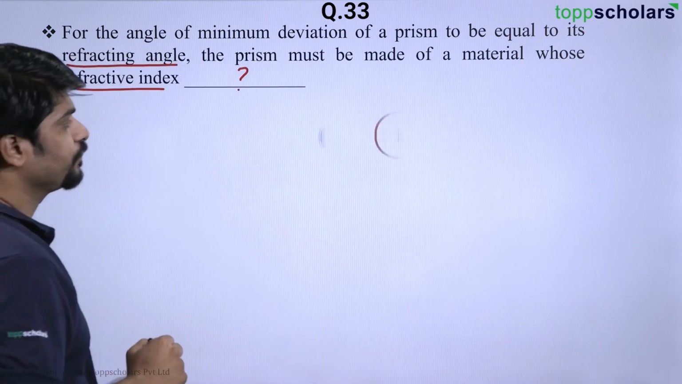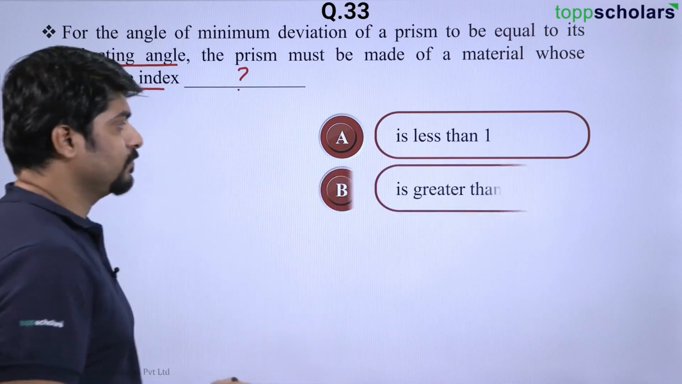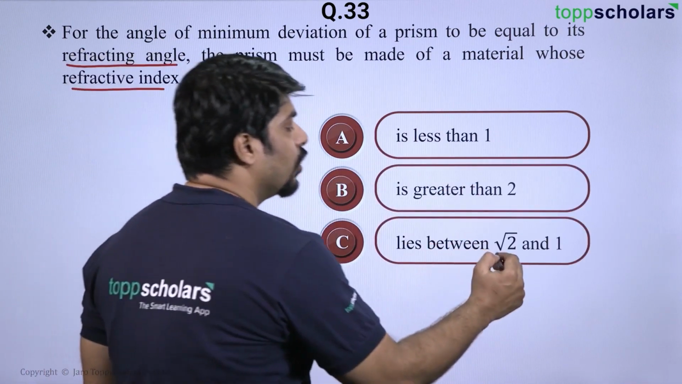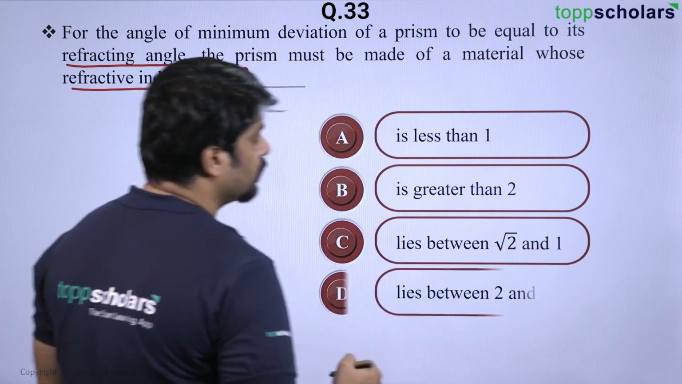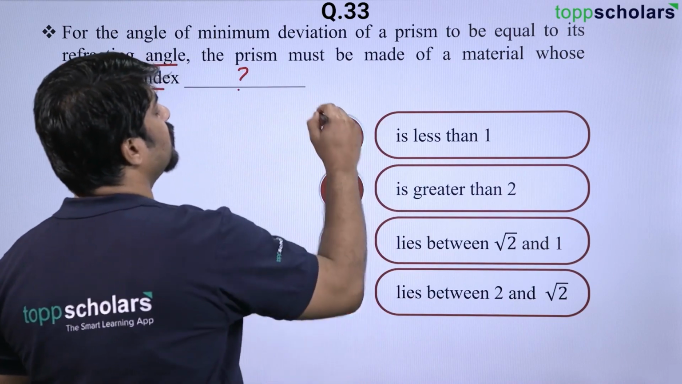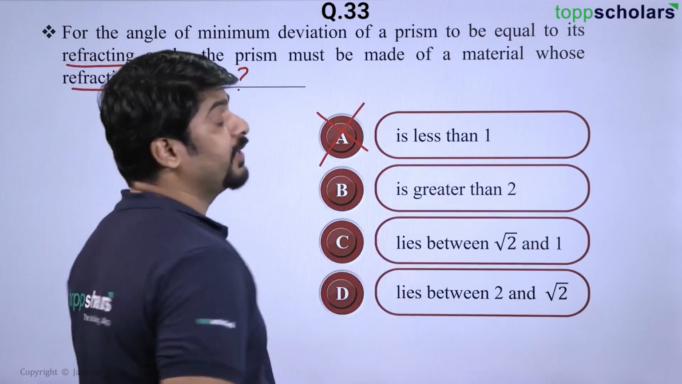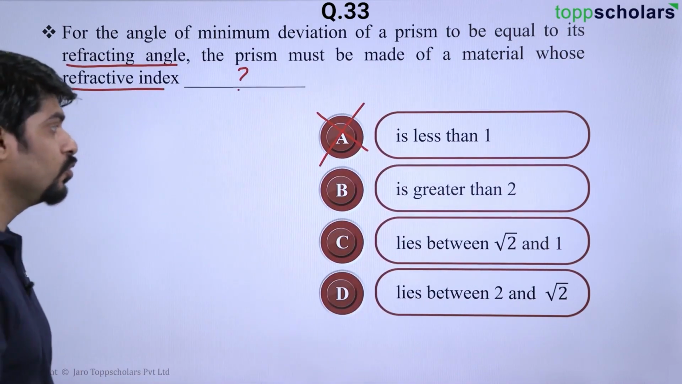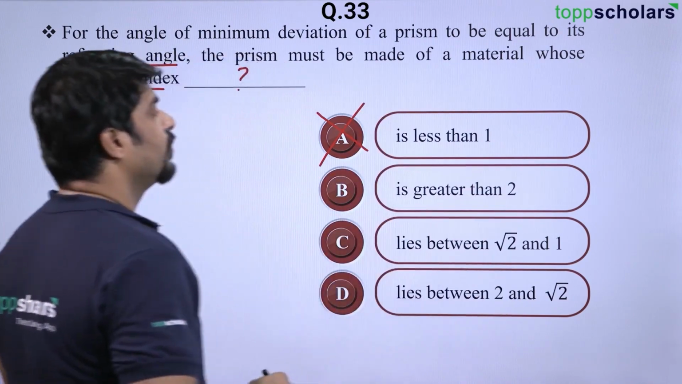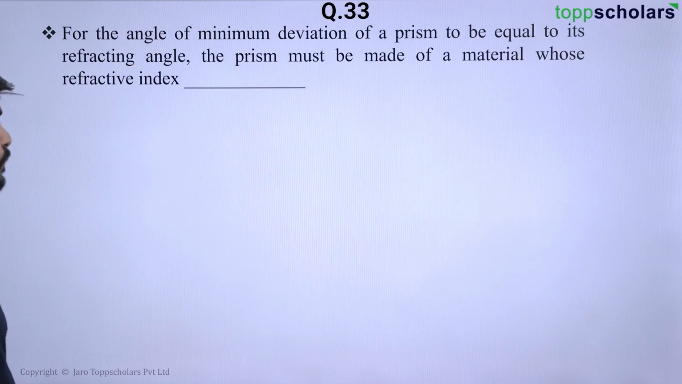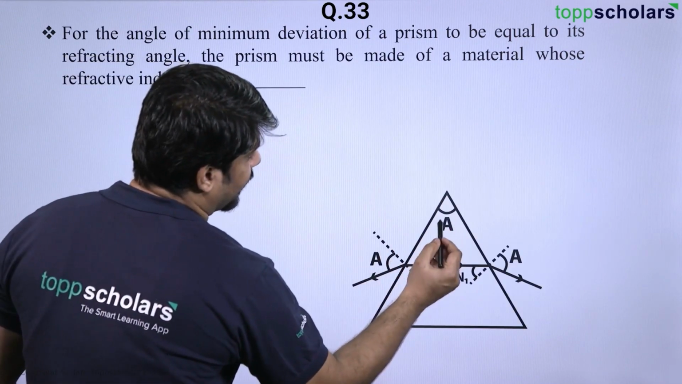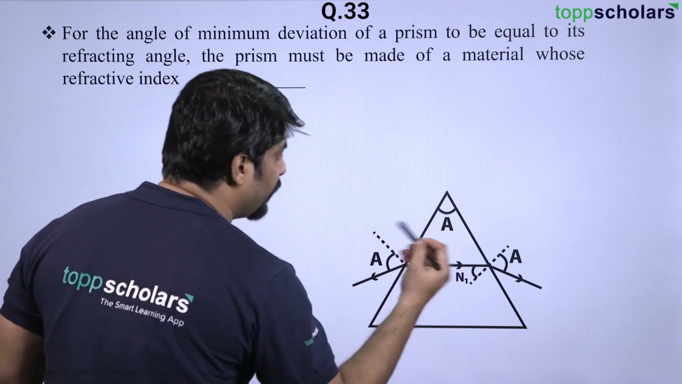So, options are: is less than 1, is greater than 2, lies between root 2 and 1, lies between 2 and root 2. So, definitely the first is not the answer, because refractive index cannot be less than 1, we all know, but which one of these three is the correct answer? Let's find out. It's very simple. Here we can see the diagram. This is the refracting angle, or we can call this the angle of prism A.